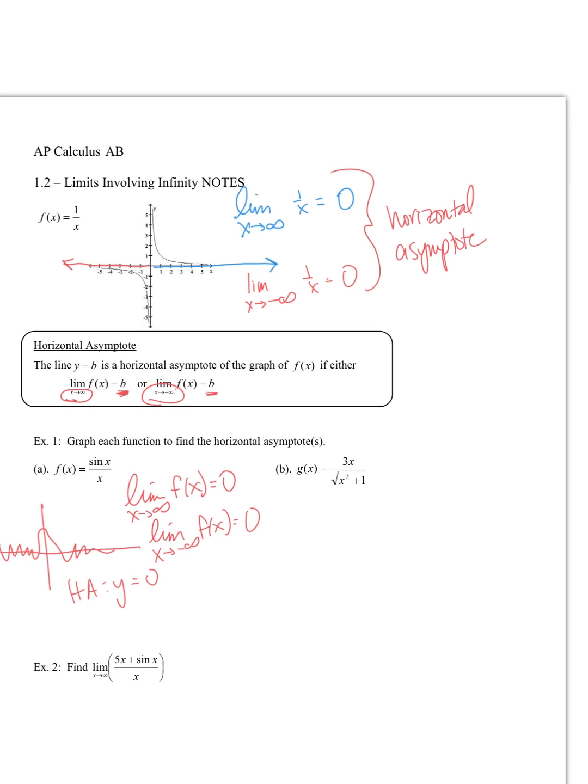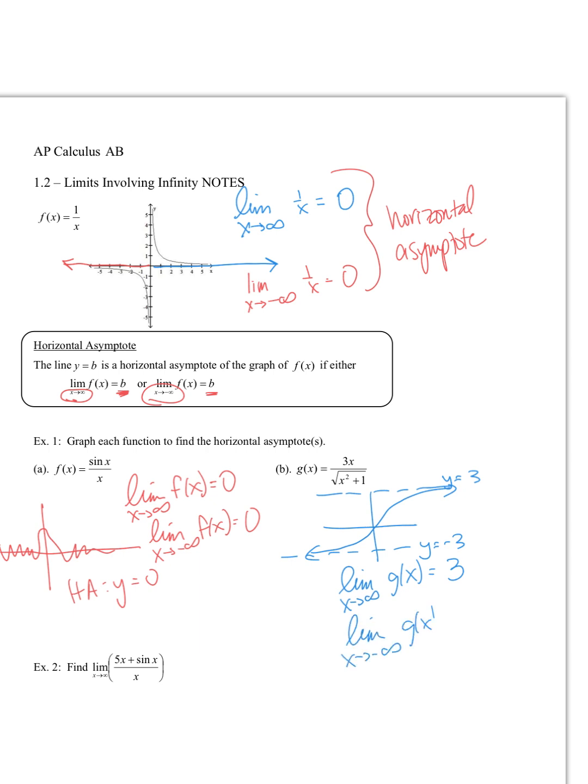Okay, for this one, when you graph it, it ends up looking something like this. It has two separate horizontal asymptotes, and it may take a little bit of zooming out for you to see it. There's one up here at 3, and there's another down here at -3, which means that the limit as you are approaching positive infinity of this function will equal 3. But if you're going towards negative infinity, it equals -3.